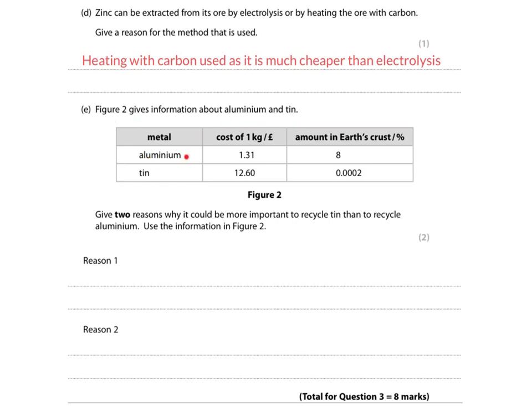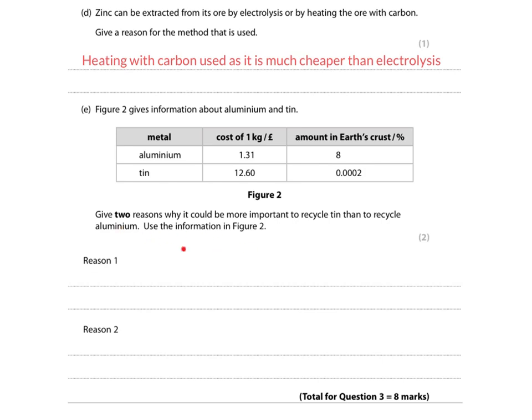So figure 2 gives information about aluminium and tin. You can see aluminium, the cost of 1 kilogram is £1.51, and there's about 8% in the Earth's crust. So it's quite a lot in the Earth's crust. Whereas tin, the cost for 1 kilogram is a lot more expensive. It's £12.60 for 1 kilo, and there's a lot less of it in the Earth's crust. So it says give 2 reasons why it could be more important to recycle tin than to recycle aluminium. And we have to use the information in figure 2.